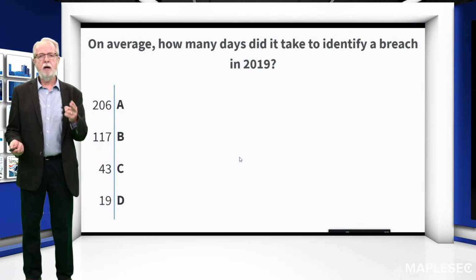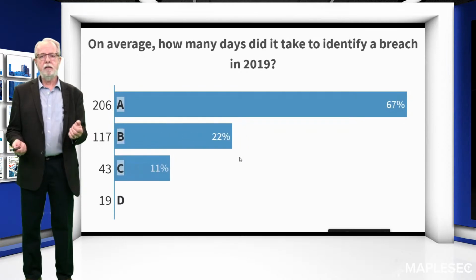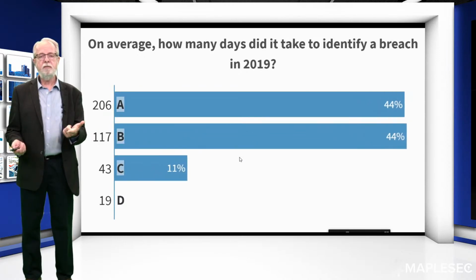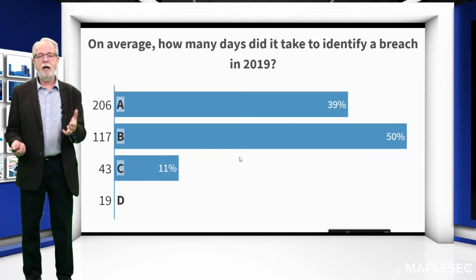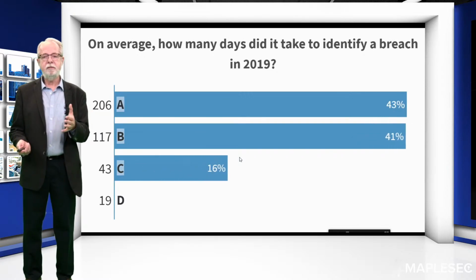Question 2. On average, how many days did it take to identify a breach in 2019? Was it 206, 117, 43, or 19? So we'll let you get in there and take a look at that.